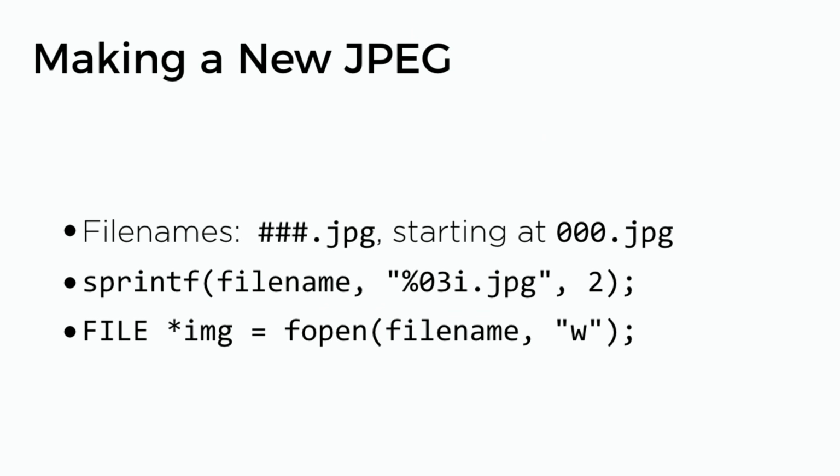After you've created the file name, you can open a new file with that file name by calling fopen again, this time providing as the first argument the name of the file you want to open. And now the second argument to fopen, instead of r for read, is going to be w for writing, so that you can begin to write to this new file all of the data that you're going to find from the memory card.